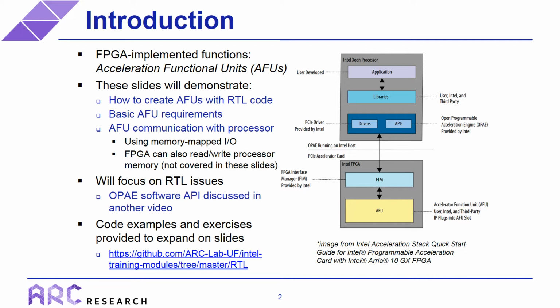The FPGA or the AFU is also capable of directly reading and writing to the processor's memory. So that will not be covered in these slides, but that is another form of communication that can happen across the Core Cache Interface Protocol. So I will be talking solely about RTL issues in these slides. You of course have to write software that will interface with an AFU, and you do that using the OPAE software API, but that will be discussed in a separate video.